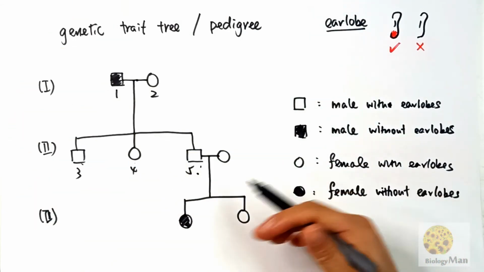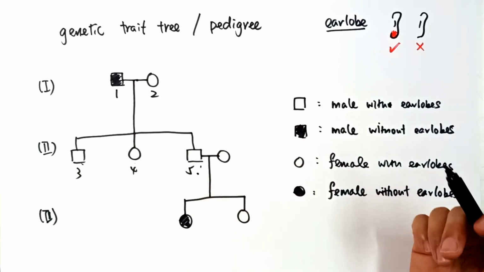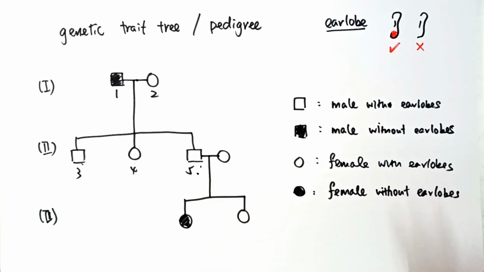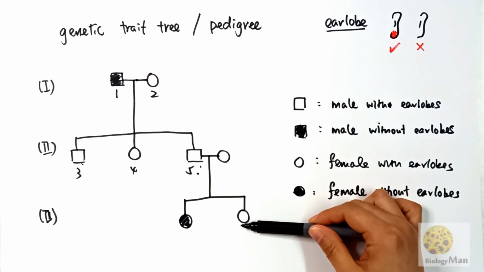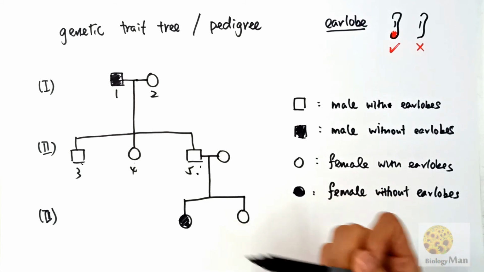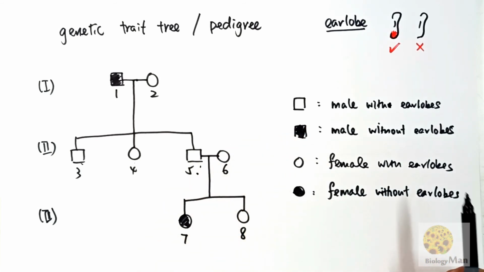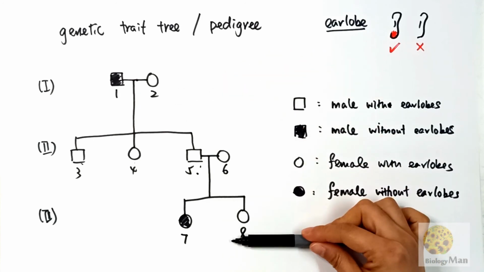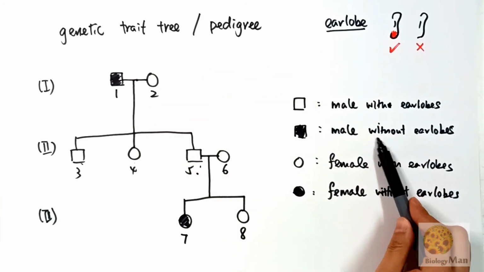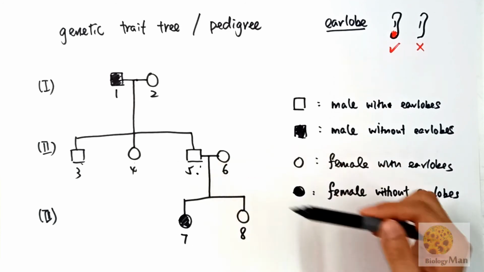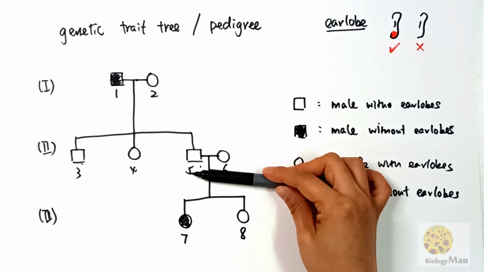If you got the 4th generation, you can continue to draw this pedigree. And you may find something interesting in this pedigree. For example, you can see the 1st generation and the 3rd generation. Oh, I forgot to label the individuals. Let me label them first. You will find that in the 1st generation and the 3rd generation, individuals 1 and 7, both of them are without earlobes. In the 2nd generation, you can see all the individuals have earlobes.